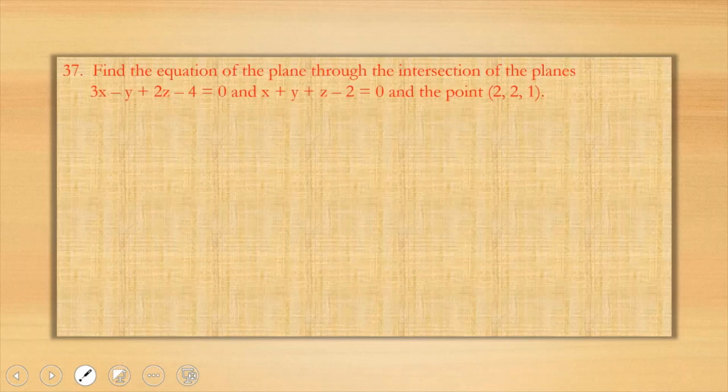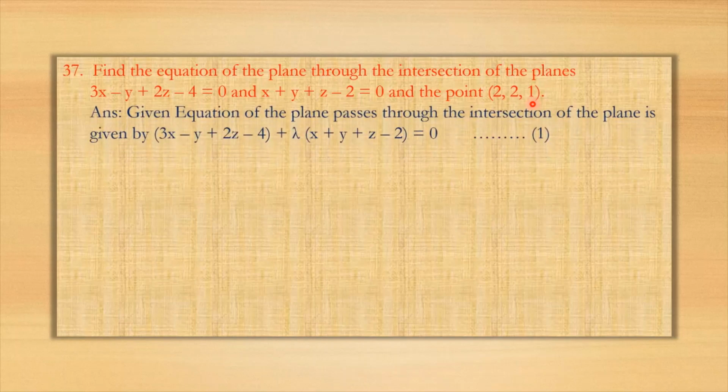Question number 37. Find the equation of the plane through the intersection of the planes. So you need to find out the equation of the plane that passes through the intersection of two planes. The two planes are 3x minus y plus 2z minus 4 is equal to 0 and x plus y plus z minus 2 is equal to 0, and that's also passing through the point (2, 2, 1).